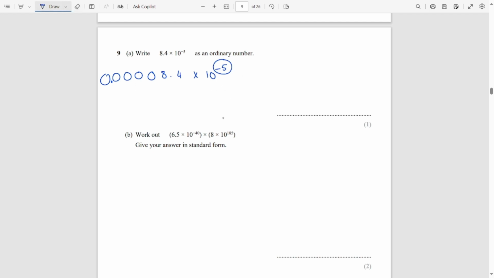So when you increase, it's a little bit different. So that's why I do still, when I'm explaining how to do it, do the counting method of moving the decimal place that number of points. So 0.000084.